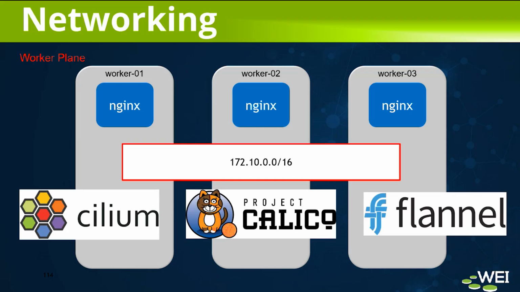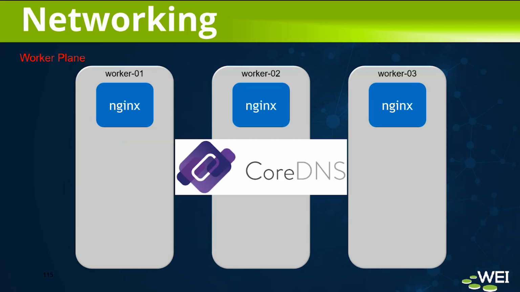Some popular and free and open source CNI plugins are Cilium, Calico, and Flannel. And the great part about these CNIs is all you have to do is install the programs onto your nodes, and Kubernetes will take care of the rest. And another great feature of Kubernetes is that CoreDNS is installed by default, which acts as the DNS server for the cluster, giving every pod its own service name.